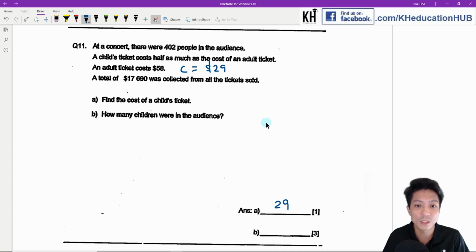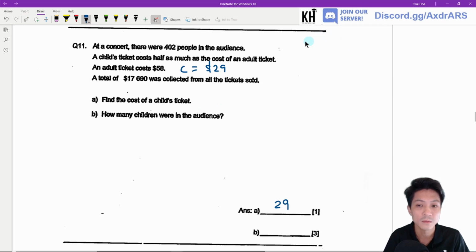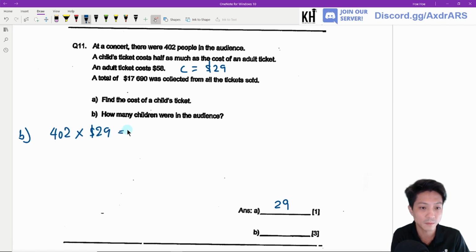Part B, how many tickets were in? How many children were in the audience? Okay, so this question is either you use guess and check or you use assumption method. I am going to use both. Okay, for the assumption method or the supposition method, I'm gonna do it here, part B. Okay, I'm gonna assume all of them are children, so 402 times $29.